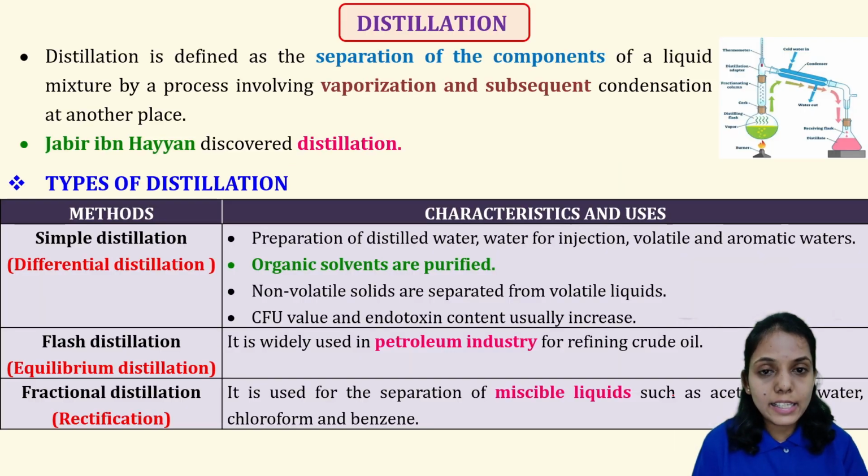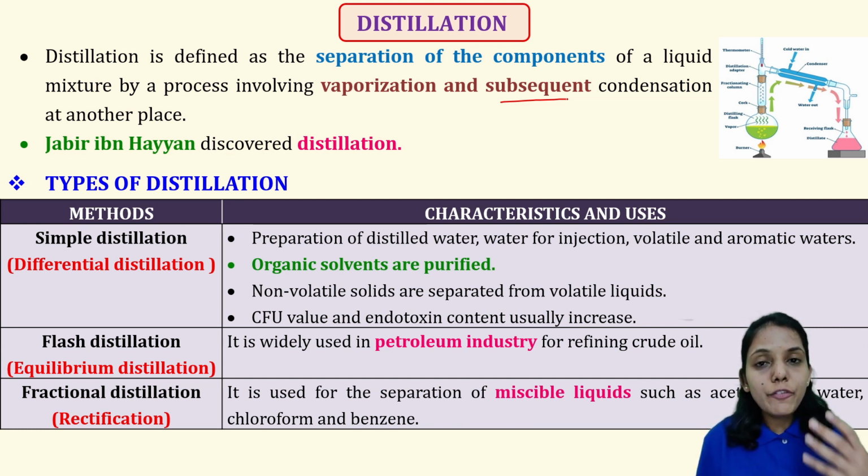Next is about distillation. It is defined as the separation of the components of a liquid mixture by a process which involves vaporization and the subsequent condensation at another place. Now we know that distillation means if two liquids are there which have a certain difference in their boiling points, then we use this technique of distillation. Here you can see this is a flask. The material which has a lower boiling point will evaporate first and will be condensed here.